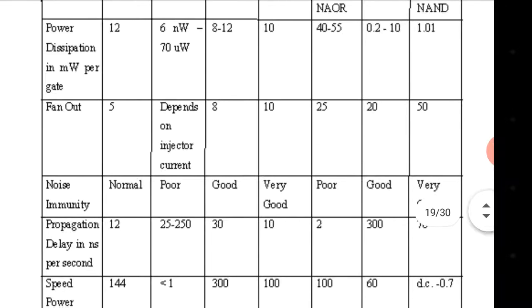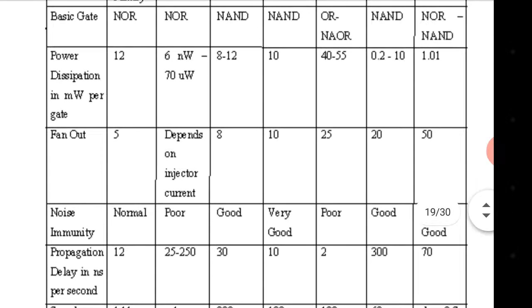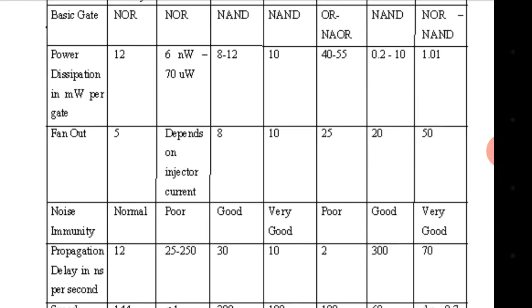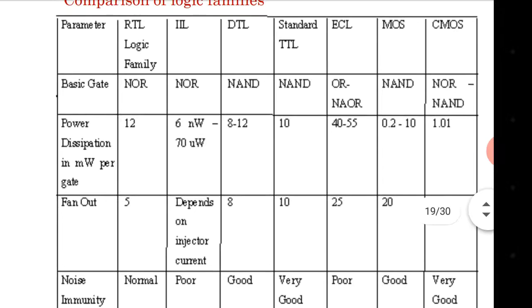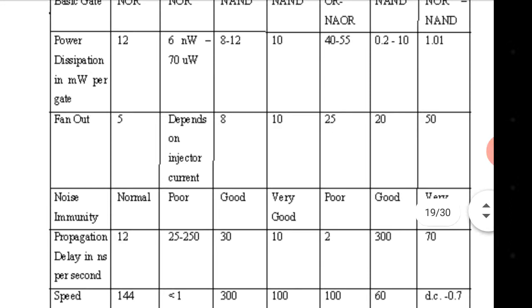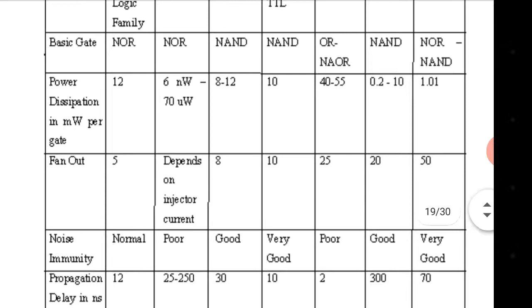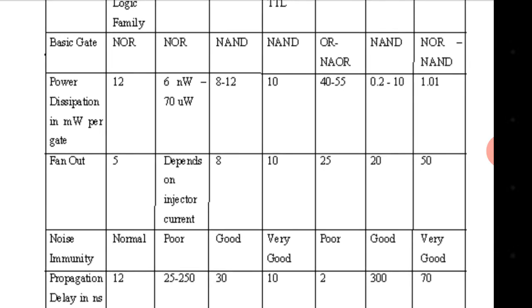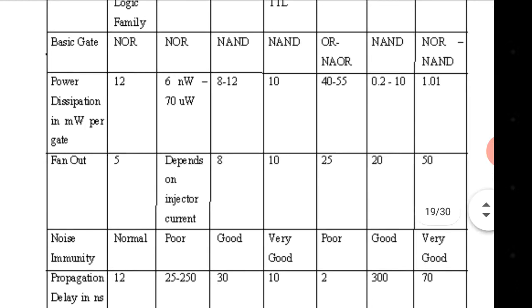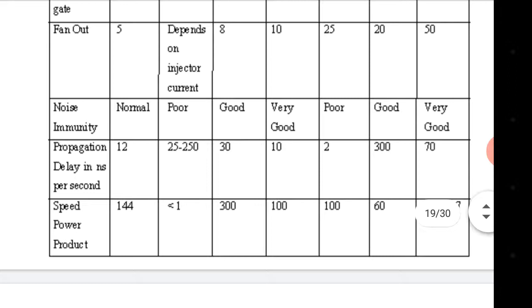Propagation delay, as we have discussed, the minimum propagation delay is in ECL because it is the fastest logic family. If you compare TTL and CMOS, the propagation delay of TTL is less, that is 10, and in CMOS it is 70. Speed power product is called the figure of merit, and it is a product of speed and power, and it is shown.